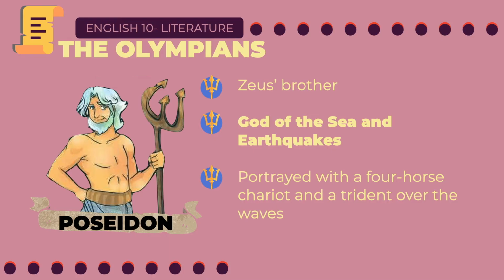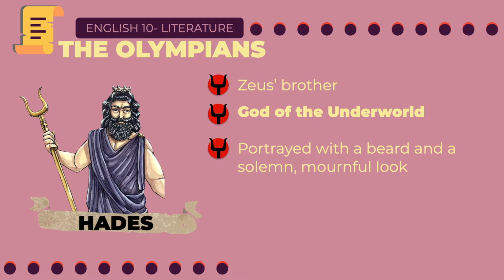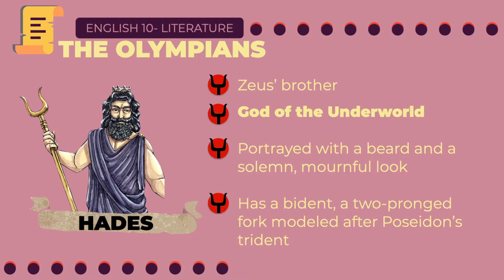Third in the list is Hades, who is also Zeus and Poseidon's brother. He is the god of the underworld. Though Hades supervised the trial and punishment of the wicked after death, he was not normally one of the judges in the underworld, nor did he personally torture the guilty, a task assigned to the Furies. Portrayed with a beard and a solemn, mournful look, he has a trident, a 2-pronged fork modeled after Poseidon's trident.